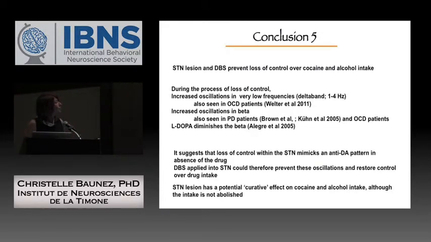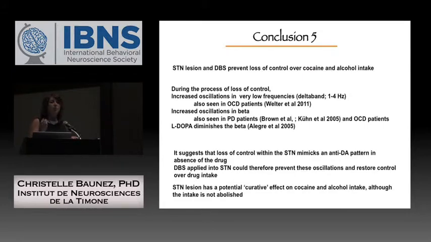So to conclude, we've seen that STN lesion and DBS prevent the loss of control over cocaine and alcohol intake. During the process of the loss of control, we've seen increased oscillations in the very low frequencies, the delta band 1-4 Hz, also seen in OCD patients. There were also increased oscillations in the beta band that are well known to be observed and described in Parkinsonian patients and OCD patients. And levodopa diminishes these beta oscillations.